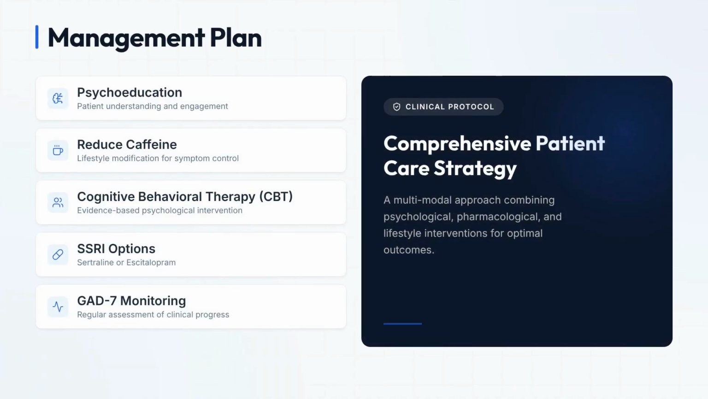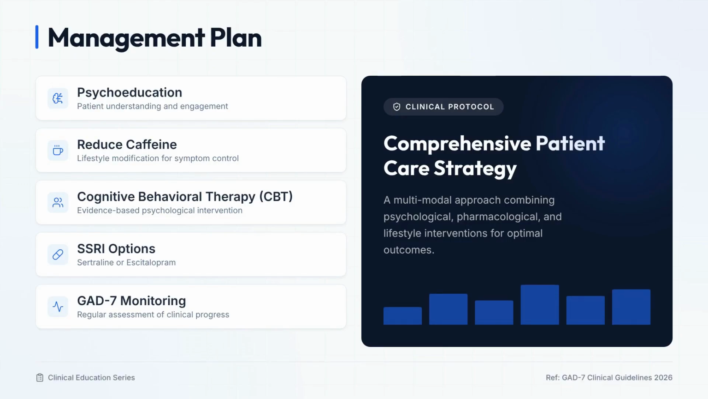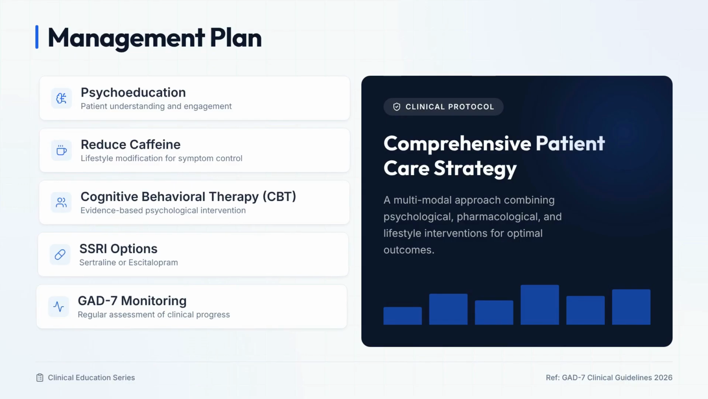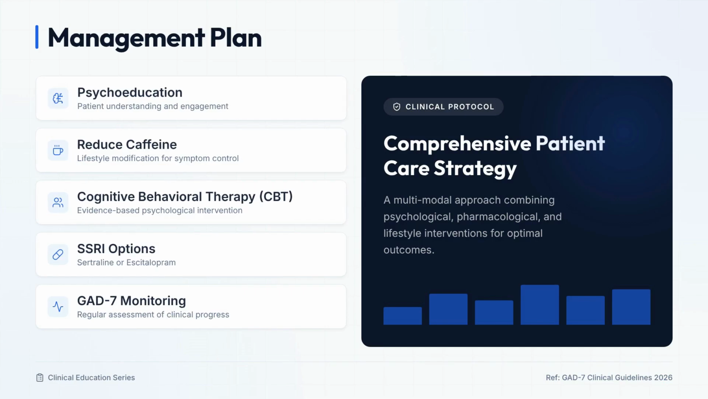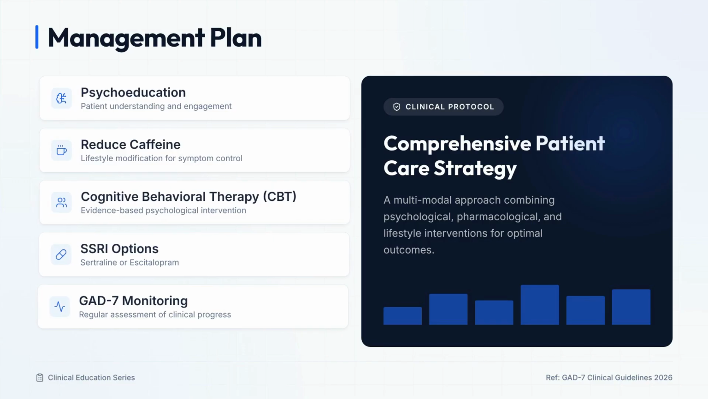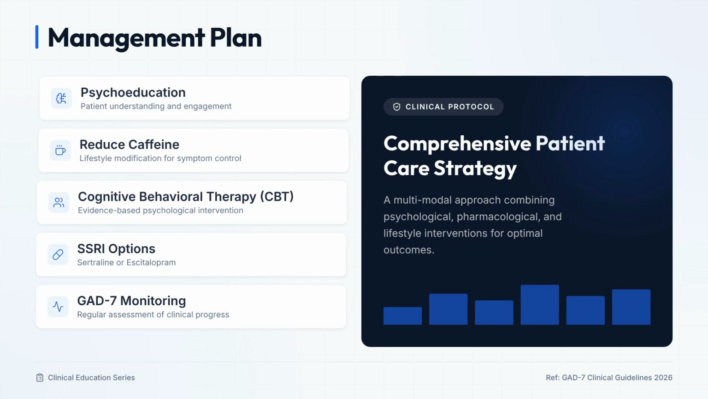Her presentation is consistent with GAD. A reasonable management plan includes psychoeducation, reducing caffeine, CBT referral, and GAD-7 monitoring. If she prefers medication, an SSRI like sertraline may be considered. If she has chronic pain, duloxetine. If she wants a non-controlled option, buspirone. Follow-up should monitor severity, side effects, and functional goals.